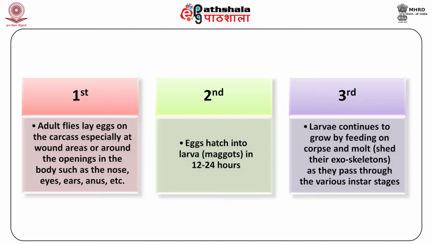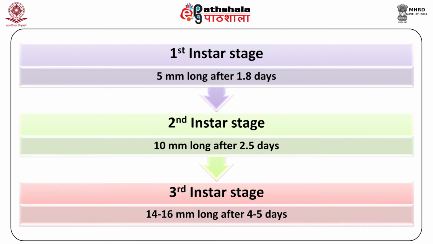as they pass through the various stages, what we call instars. There are three instar stages: first, second, and third. The first instar stage is 5 millimeters long, and that happens at around 1.8 days. The second instar stage is 10 millimeters long, and that occurs after around 2.5 days.